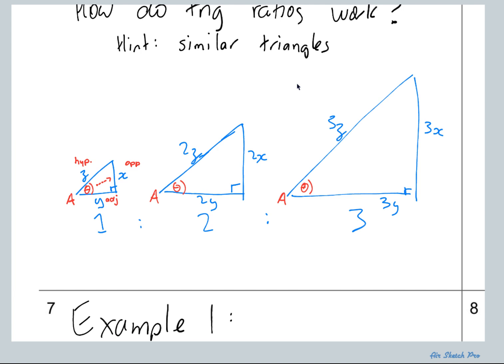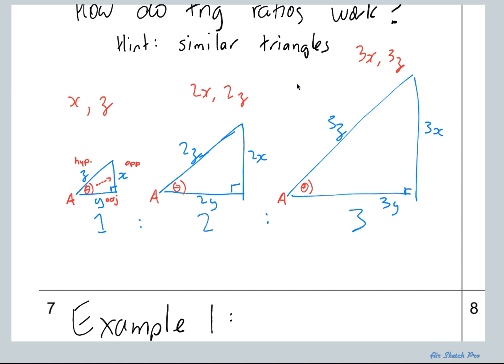I don't know. How about the side that's opposite, which is X, and the side that's the hypotenuse, which is Z. Those two sides in the first triangle are X and Z. Here, they are 2X and 2Z, and here they are 3X and 3Z. Now, look what happens when we compare the ratio of the two sides.